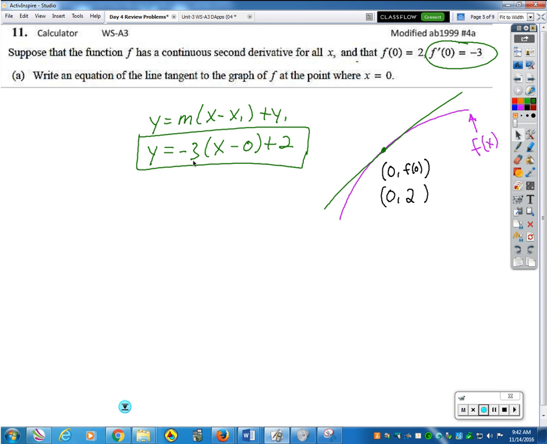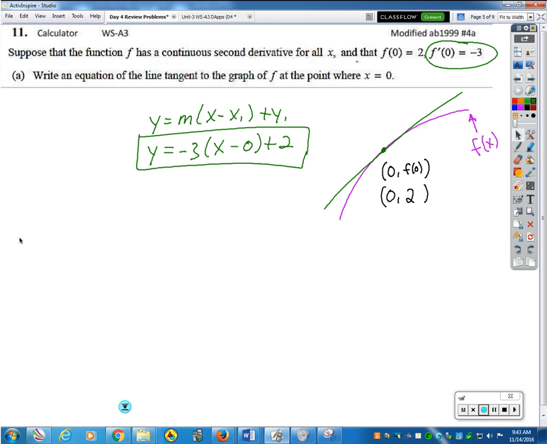It says right there that it has a continuous second derivative. Does that have anything to do with the problem, or is that just extra information? Hold on a second. It has nothing to do with part A, but because this is a free response question, an FRQ, there will likely be a part B, C, and D. And I just didn't include it because we haven't learned everything we need to know yet. Okay. So I just picked out a part of it. Does that make sense?